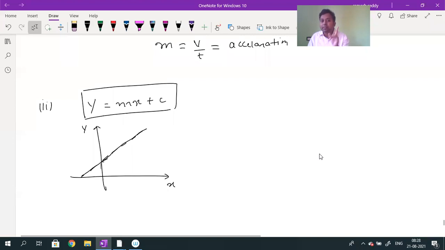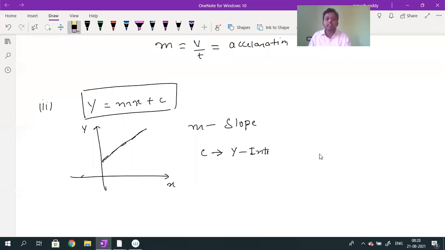Y is equal to mx plus c is the equation for the straight line which is not passing through the origin, where m is the slope. M stands for the slope. And what is c called? C is called the y-intercept.